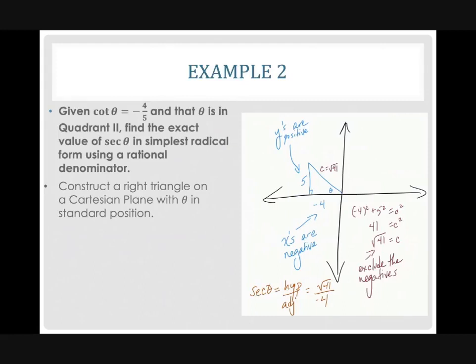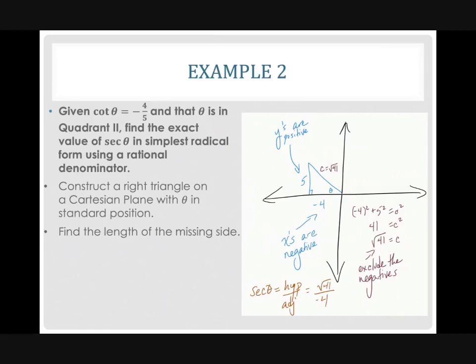Now, when it comes to determining which will be negative, will it be -4 or -5, we have to think about the quadrant. So since cotangent is adjacent over opposite, and it's negative in this quadrant too, that would mean that our x value here would be negative because our y values, or the opposite side, would always be positive in the second quadrant. So the adjacent side is -4, while the opposite side is +5.